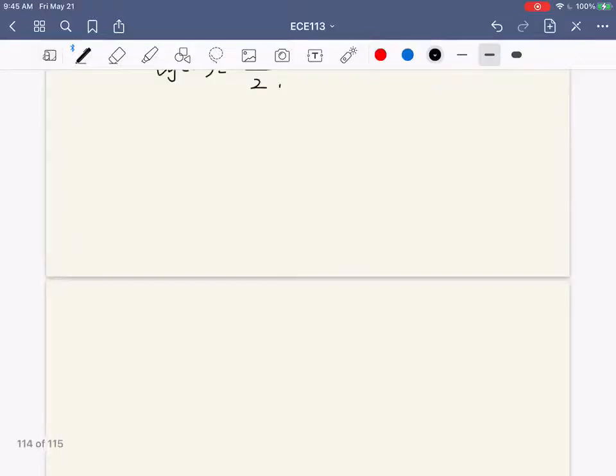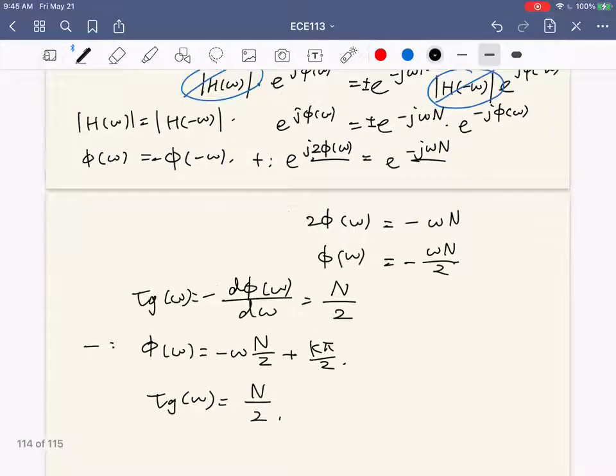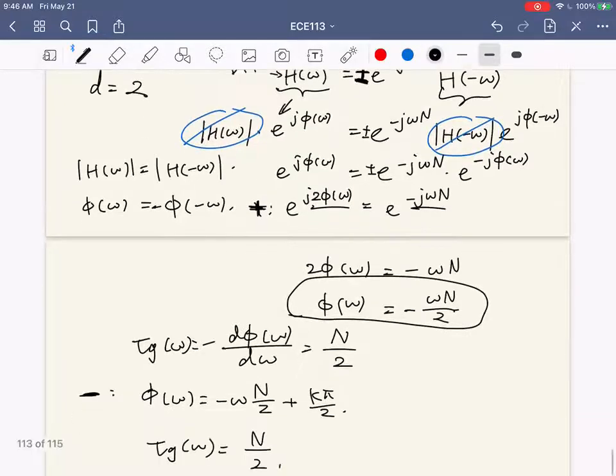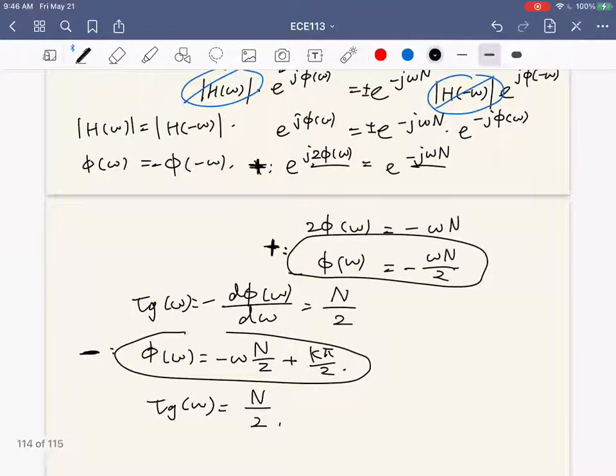Cool. Wait, sorry, in which case do you have the added k pi over 2? Is this negative? So when it is positive, we get this result, and when it is negative, we get this result. Okay. So the processes are similar. You just need to add another negative side, and you know the negative side will result in the pi.